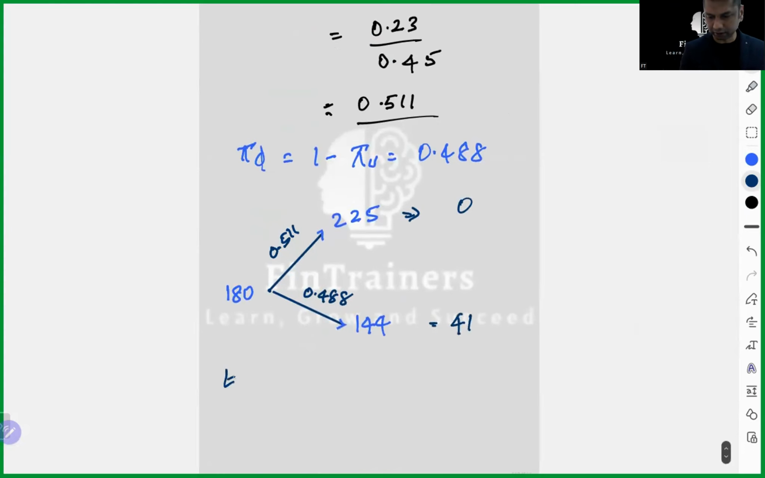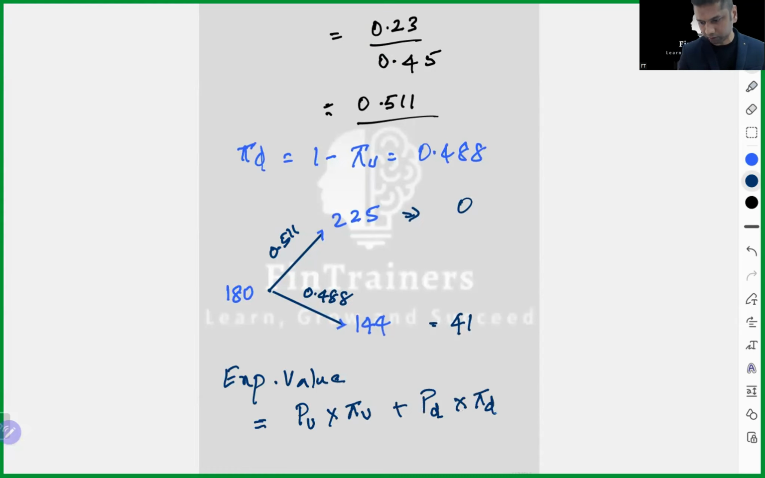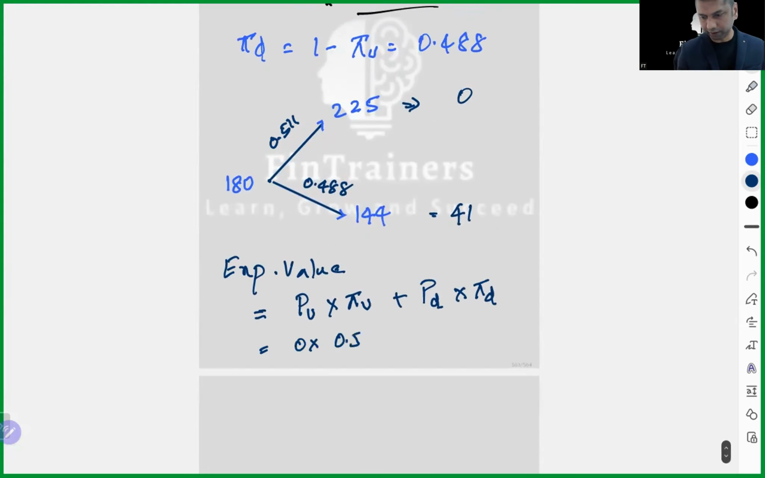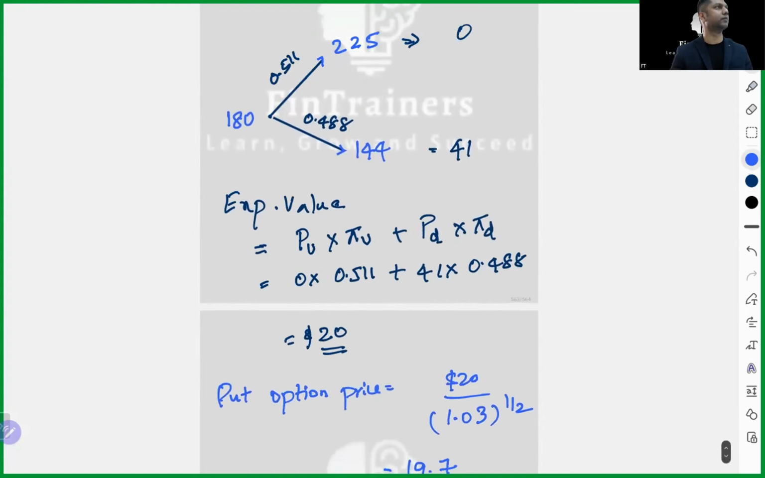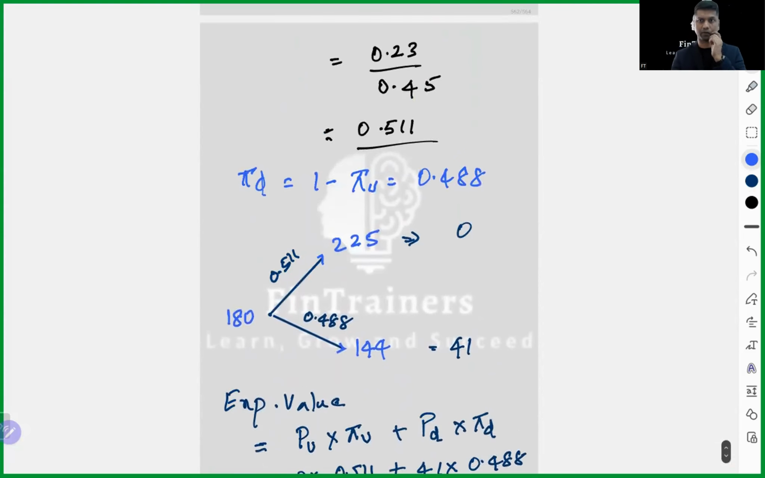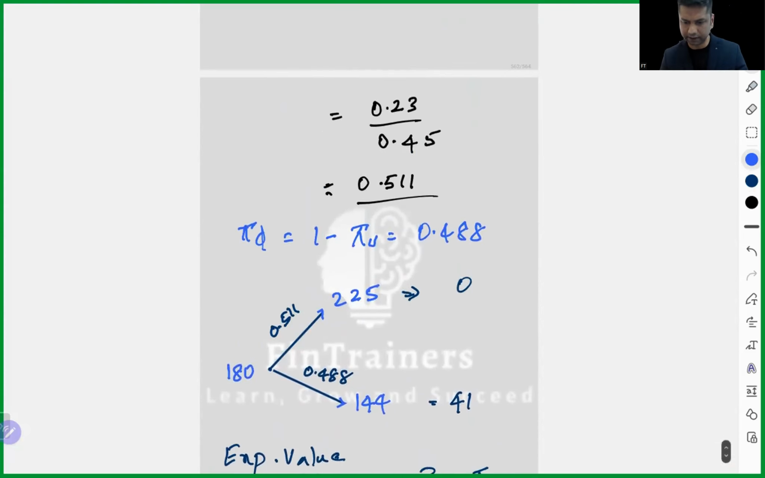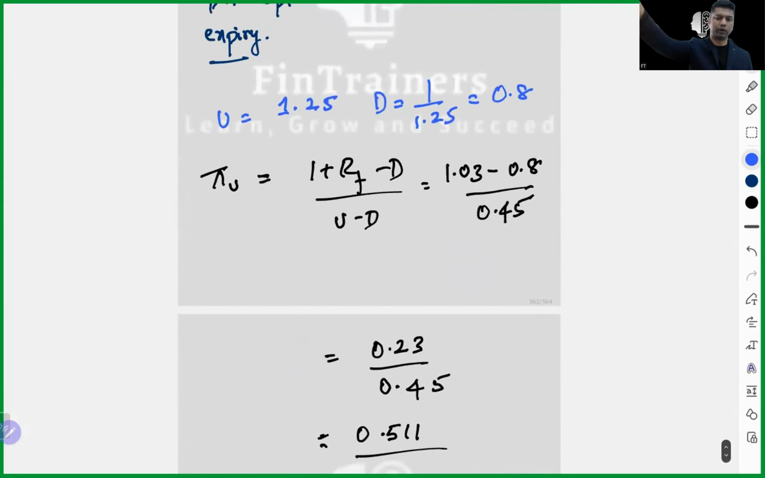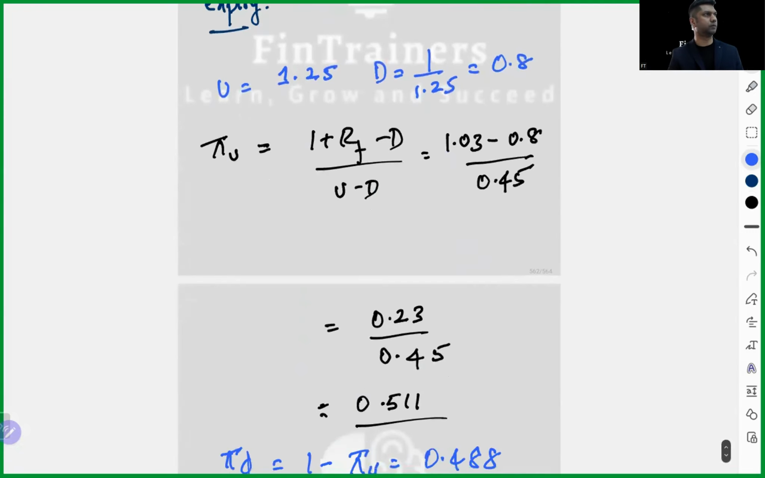So expected value is payoff in up move multiplied by probability of up move, plus payoff in down move multiplied by probability of down move: 0 into 0.51 plus 41 into 0.488, which is $20 expected payoff. Did you guys get 19.7? Where are you guys? Maybe I went a little bit ahead of you, but you must have gotten the up move, down move probabilities till that point. You got it. Yes.